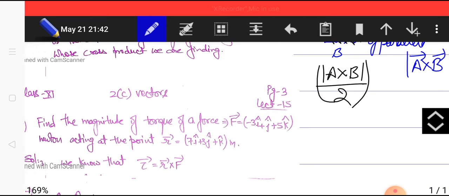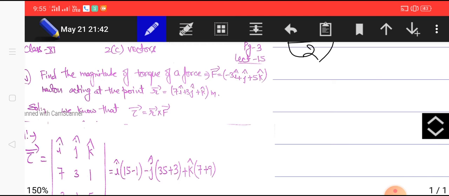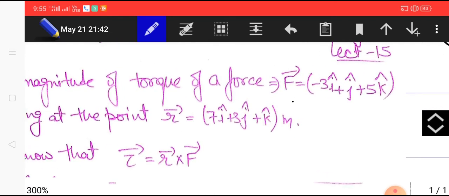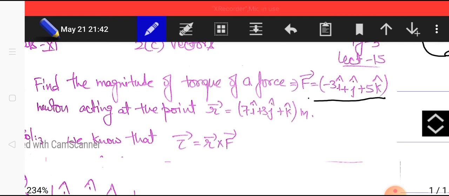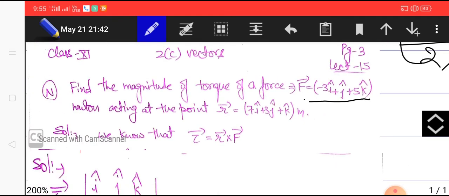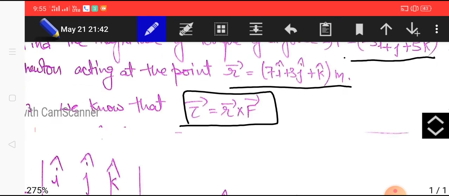So after studying this, let us have one more example of cross product. Find the magnitude of torque of a force F equal to minus 3i plus j plus 5k Newton acting at a point 7i plus 3j plus k meter. We know that torque is equal to r cross F.